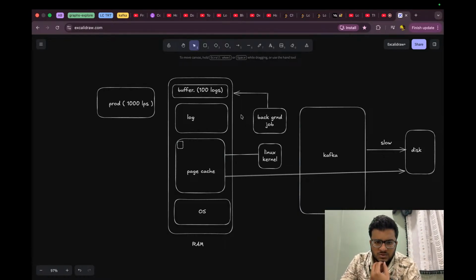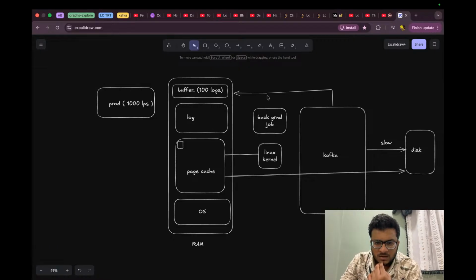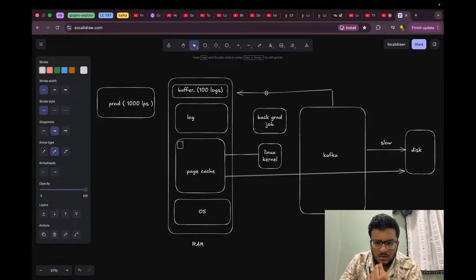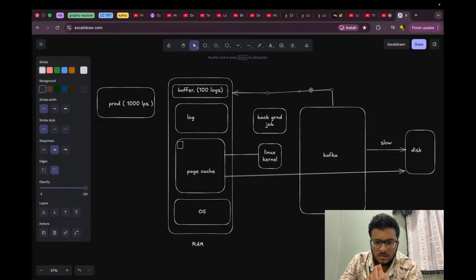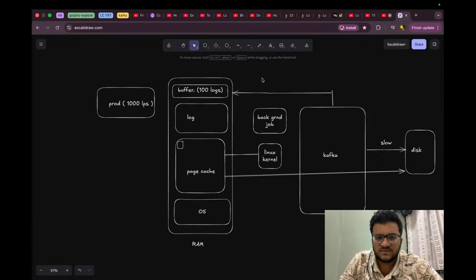It's not a background job, to be frank. It should come from this. Yeah, and I can correct this too, and I can remove this. Let's not worry too much about the design. I think you understand the flow.